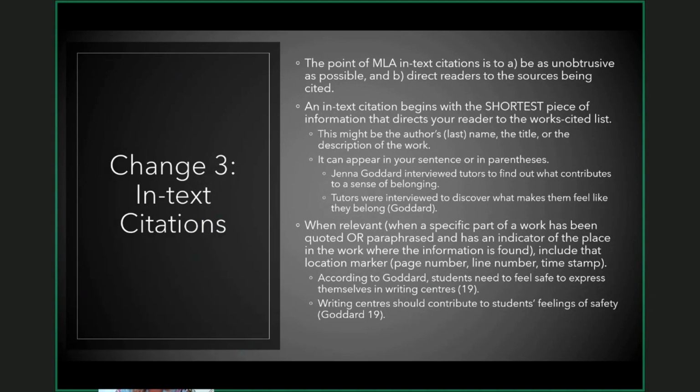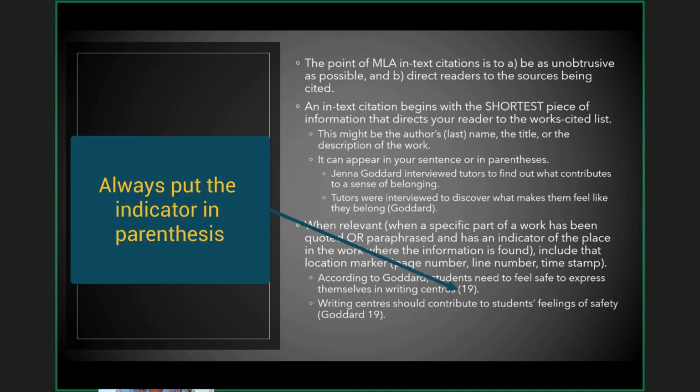It might also be helpful for your reader if you include an indicator of the place in the work where the information is found. Sometimes this is a page number, it might be a line number, or a timestamp. Although the author's name, or the title, or the description can appear within the sentence, the indicator always needs to be in parentheses, as you can see in the examples here.